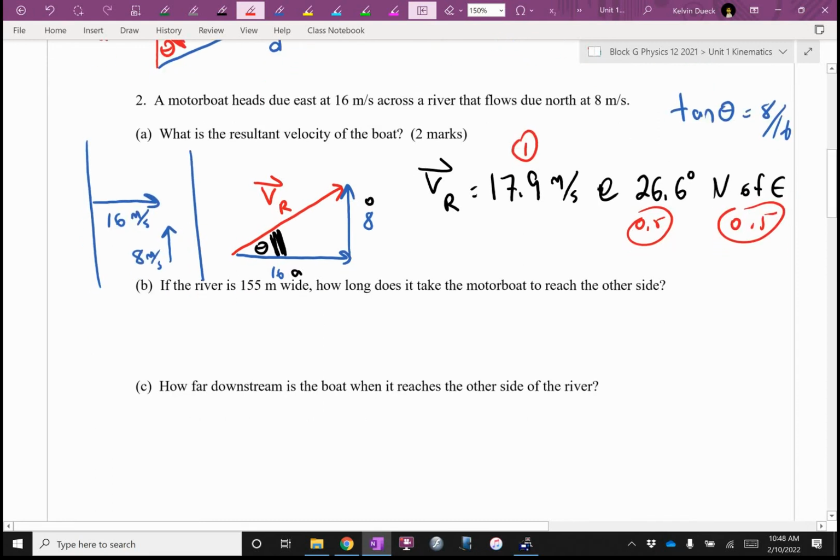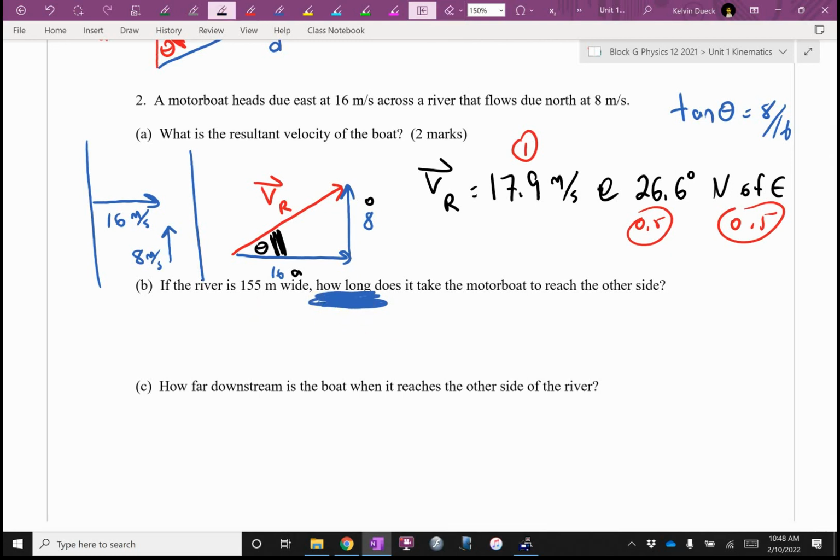B, if the river is 155 meters wide, how long does it take the motorboat to reach the other side? George, this how long, is it asking me to find a D or a T? I know I caught you zoning out, so I picked on you. Part B, this how long, is it asking me to find a distance or a time? How do you know? Because they gave me a distance, right?